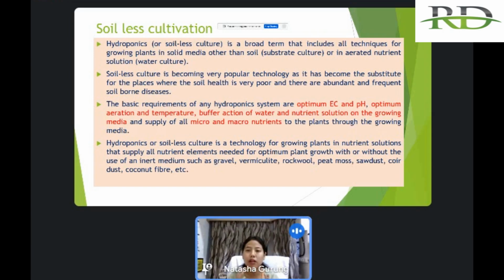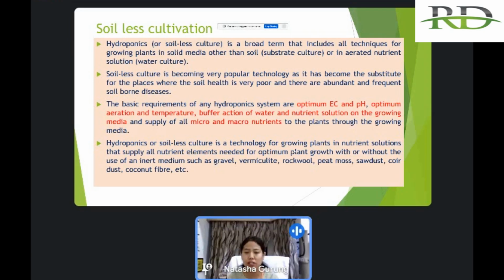Hydroponics is becoming a popular technology, and it is gaining popularity in regions where the soil health is very poor and there are frequent and abundant soil-borne diseases. In those places, it is becoming a very popular technology. The basic requirements we should focus on in hydroponics are the optimum EC and pH of the water, optimum aeration and temperature, the buffer action of the water and nutrient solutions, and we have to supply all the micronutrients as well as macronutrients to the plant for its growth.